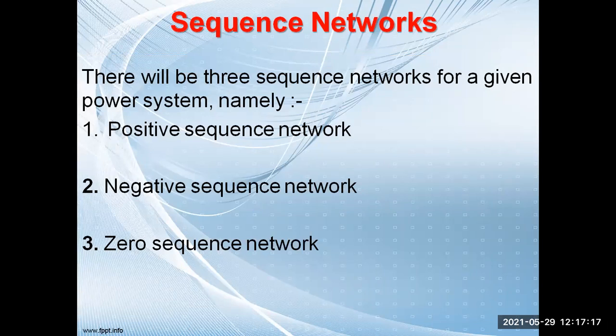First, it is a summarized case of the sequence network. There will be a three-sequence network for a given power system. We know that there is a positive sequence network, a negative sequence network, and a zero sequence network. Physically, is there any existence of this network, or are we doing it for the sake of analysis? Please tell me.